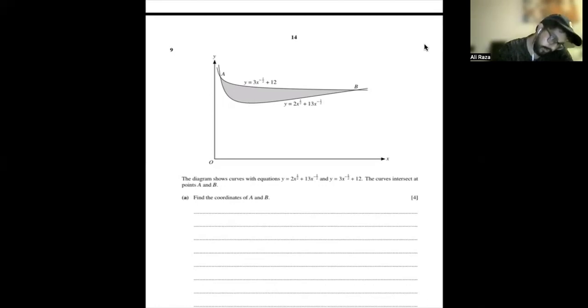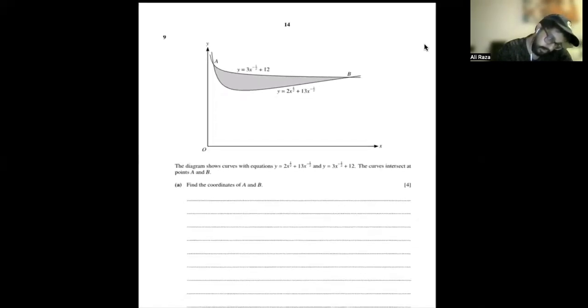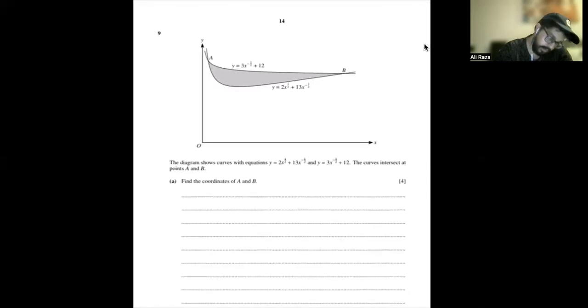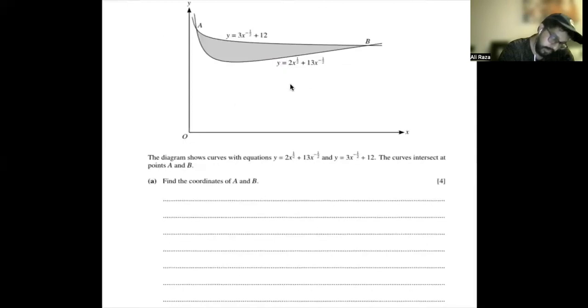In question 9, we're given two curves. And in the first part, we need to find the coordinates of A and B, which are the intersection points for these two curves. We'll equate 2x power 1 over 2 plus 13x power minus 1 over 2 is equal to 3x power minus 1 over 2 plus 12.